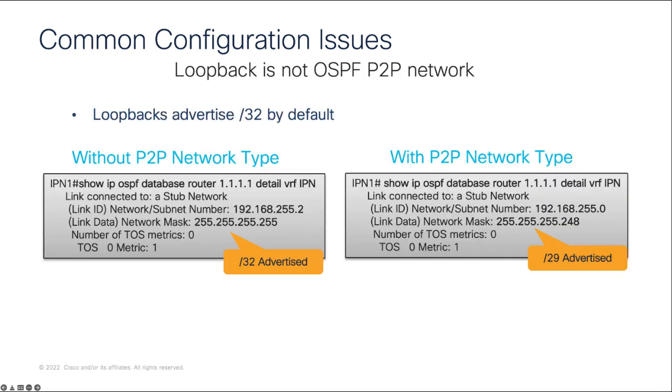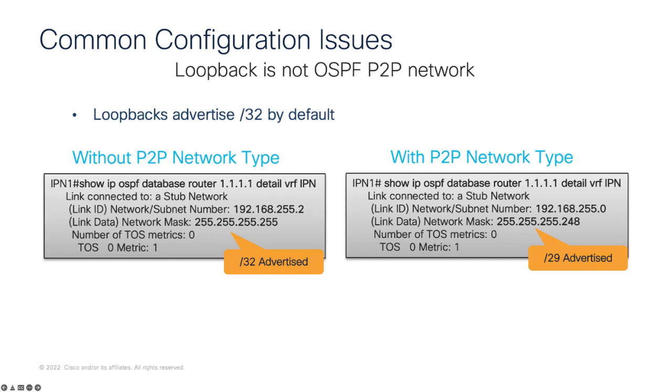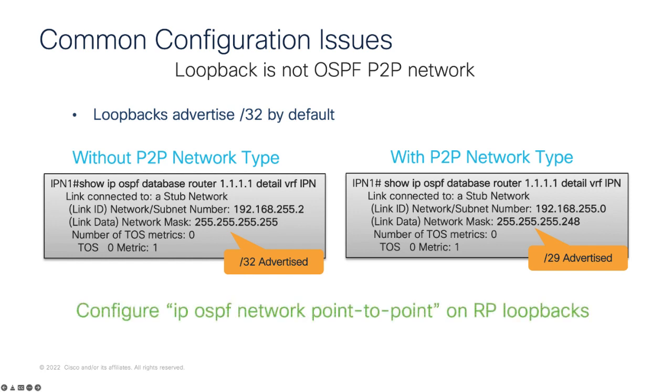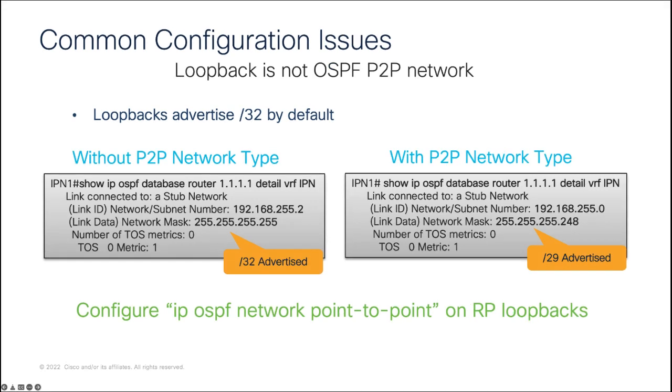The second most common issue we have seen is that the loopback for Phantom RP is not configured as OSPF point-to-point network type. By default, a loopback address in OSPF is considered a stub network and will be advertised as /32. Since the loopback is not supposed to be configured as the RP address, and only a /32 is advertised by default, none of the routers in IPN are selected as RP. Just like the previous example, this misconfiguration is also not directly related to the Phantom RP configuration itself, but to the underlying OSPF configuration, which can break multicast in IPN.